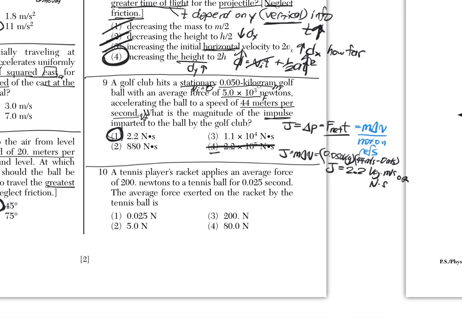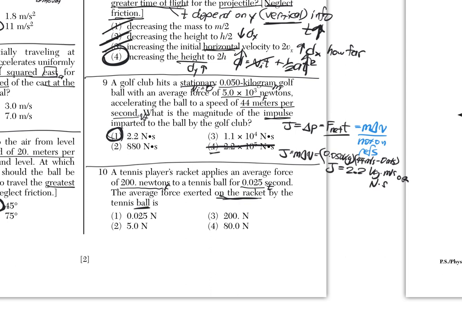All right. Number 10. 10 looks like it's also an impulse question. Let's see what we have. So tennis racket puts 200 newtons on a ball. Average force exerted on the racket by the ball. So, all right, this is not an impulse question, but let's say what we have. We have force and we have time. And with those two pieces of info, we can calculate the impulse, but they're not asking about the impulse. They're saying what is the force exerted on the racket by the ball.